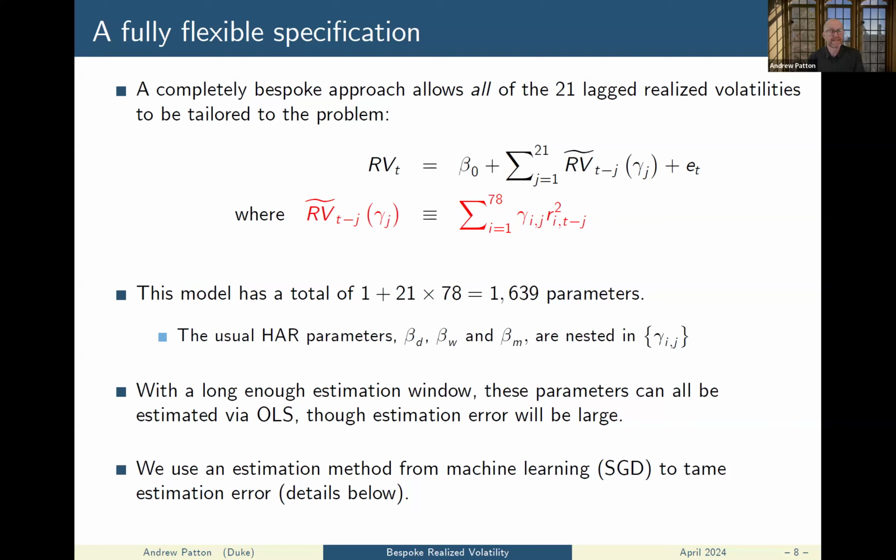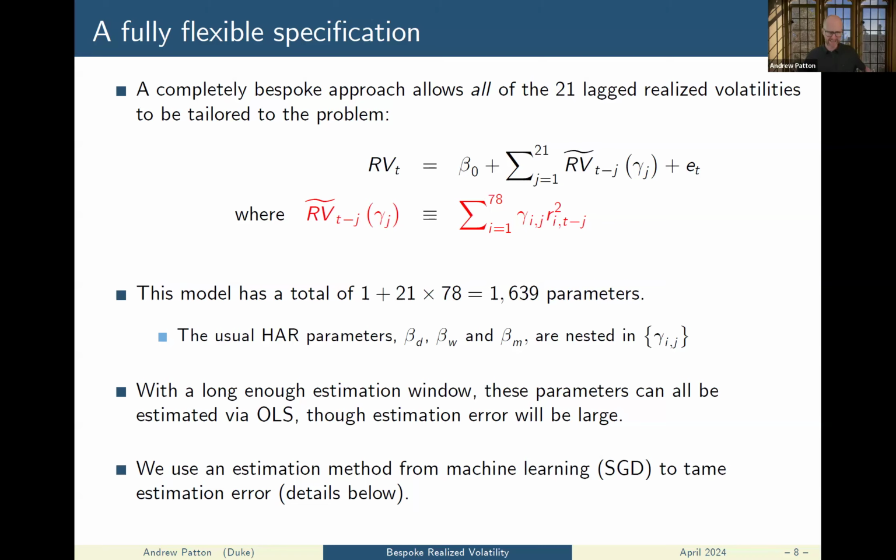But it's still just a linear model. If you have sufficient data, this could be estimated by OLS if you wanted to do that. Of course, that's going to be a bad idea because there'd be a ton of estimation error. One could do that. We are going to use instead an estimation method from the machine learning literature. This is stochastic gradient descent as one way of shrinking the parameters. We're going to consider some other methods as well, but for this model, we use mostly this stochastic gradient descent, which I'll talk a little bit about later.